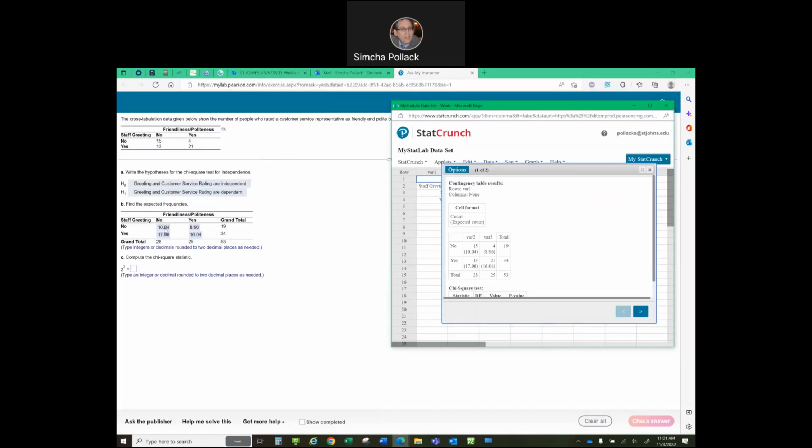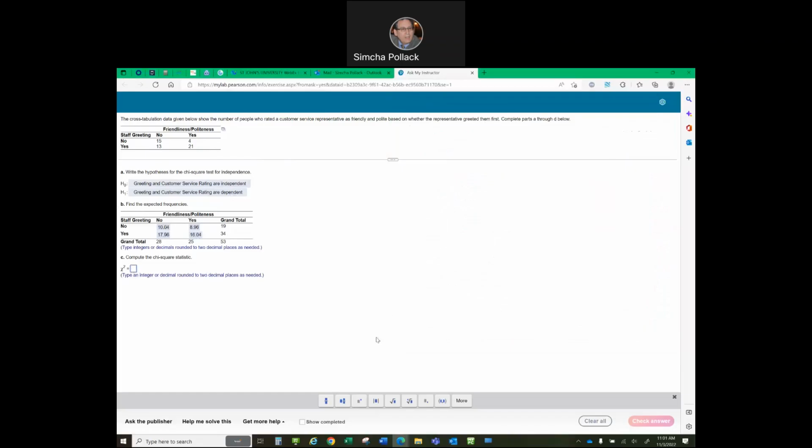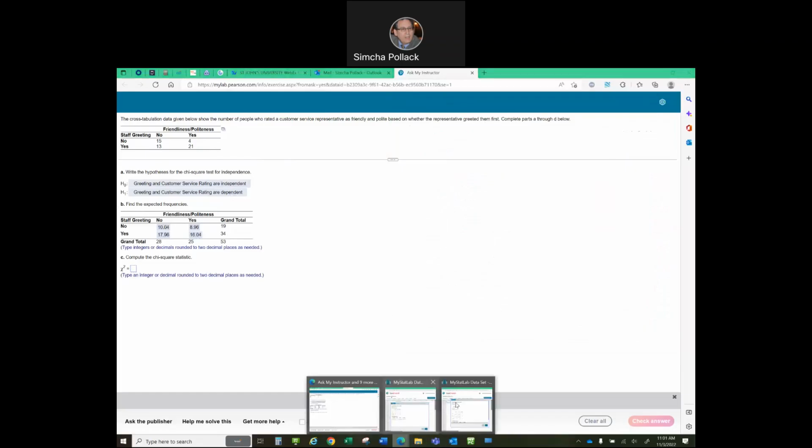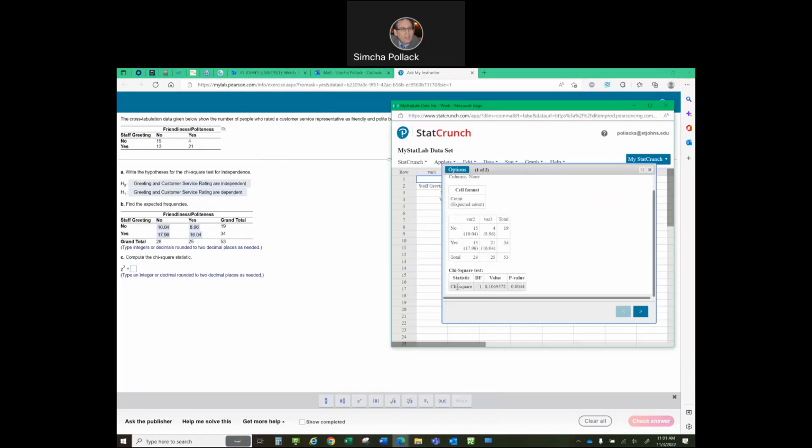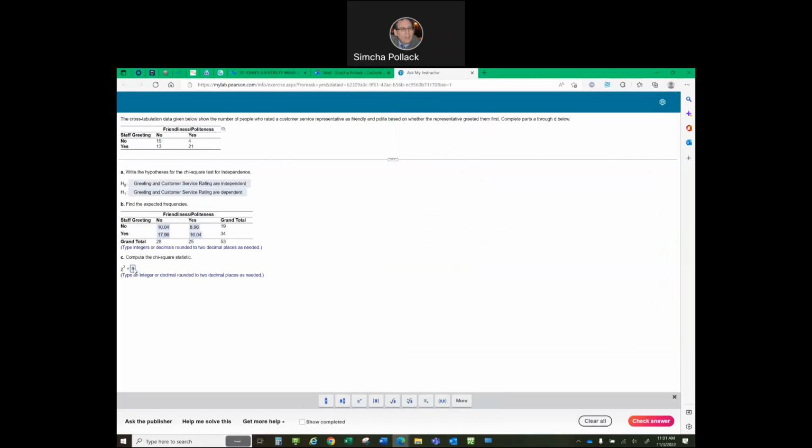Part B, find the expected frequencies. Well, they're given to us in this part of the table in parentheses, and you just type them in. So I did that before to save time. And finally, the chi-square statistic is also given to us as 8.10. Really 8.11, but let's do 8.11, but it would be marked correct either way.